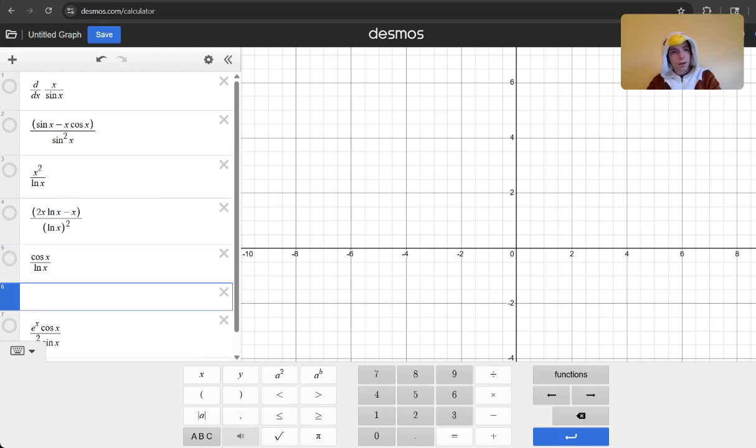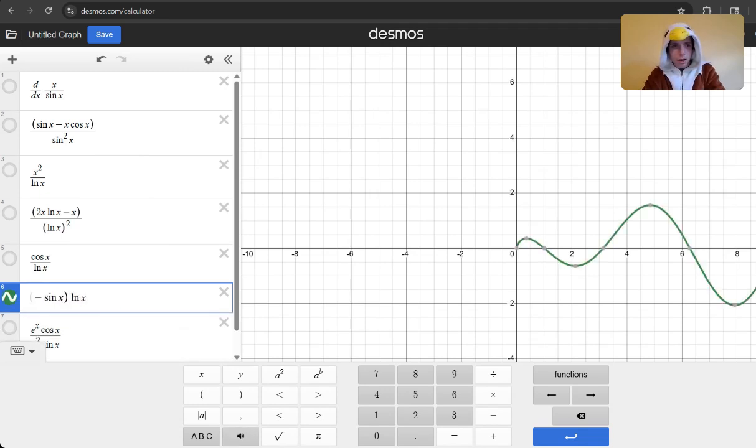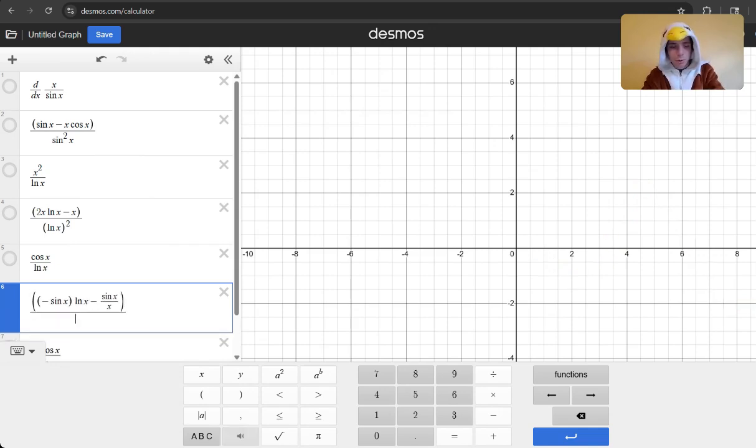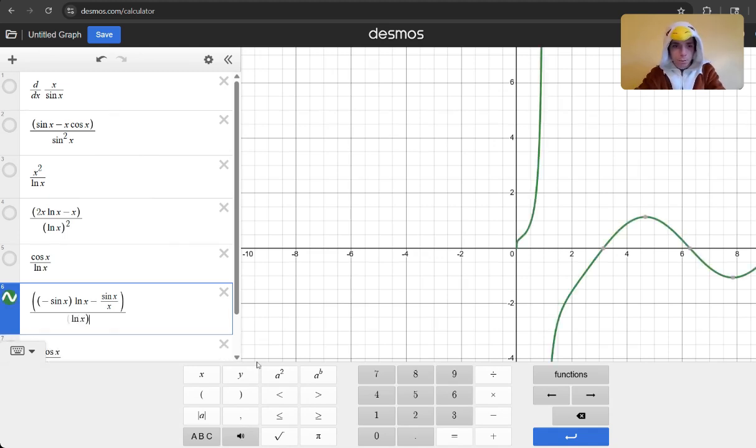Now cosine of x over ln of x, we're going to do ln of x for the bottom, and multiply by the derivative of cosine x, which is negative sine x. And then we're going to subtract cosine x times the derivative of ln of x. So that's going to be minus sine x over x. Again, divide by the bottom squared, so that's going to be divided by ln of x squared.